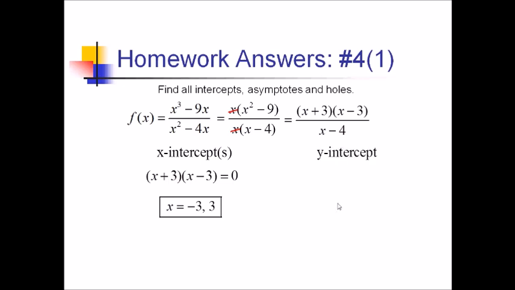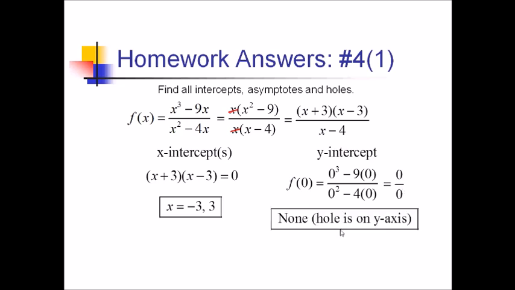So for the y-intercepts, we're going to plug 0 in for all the x's in the beginning. That gives us a 0 up top and a 0 in the denominator. That's a problem, right? This is not defined. So that means that we don't have a y-intercept. Another way of thinking about it, and we're going to talk about this in a minute, is we actually have a hole that's on the y-axis.